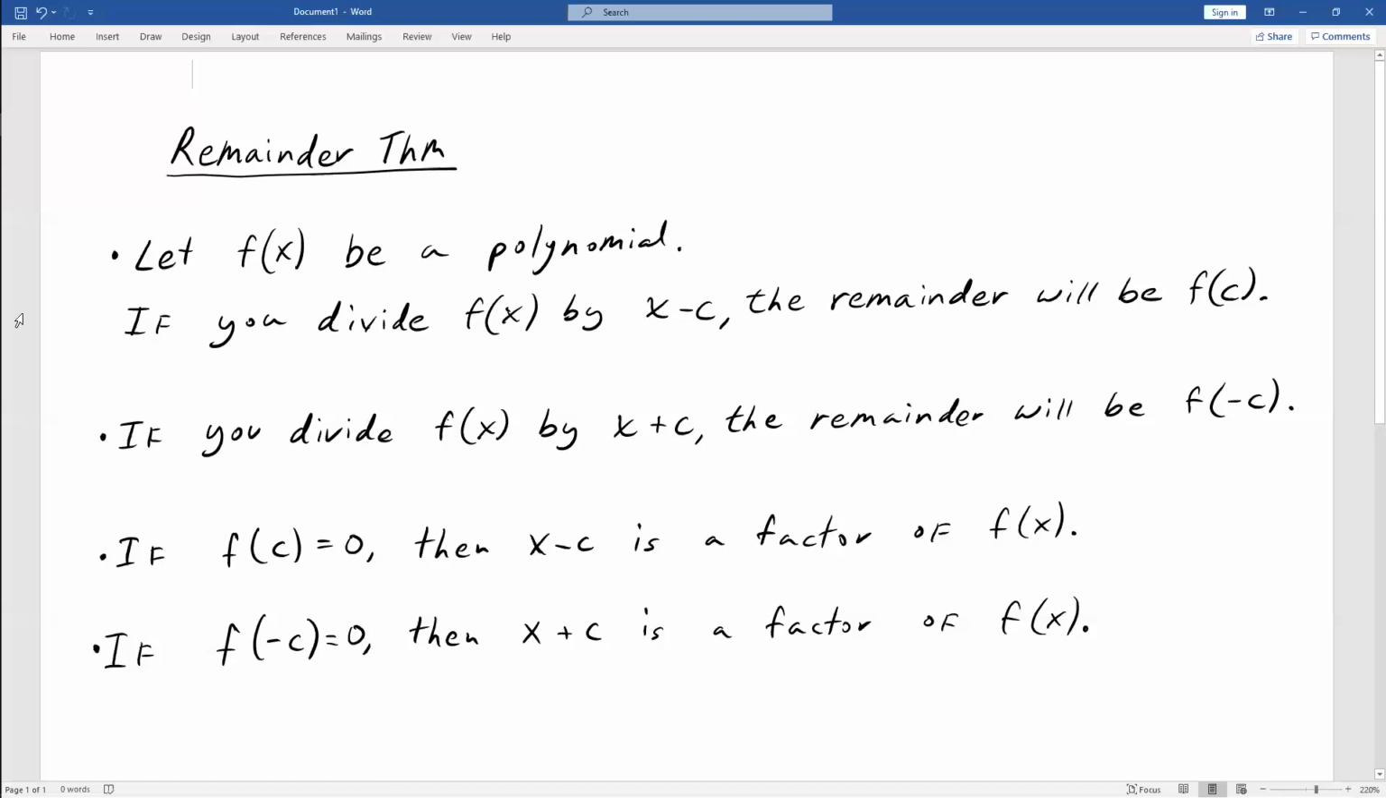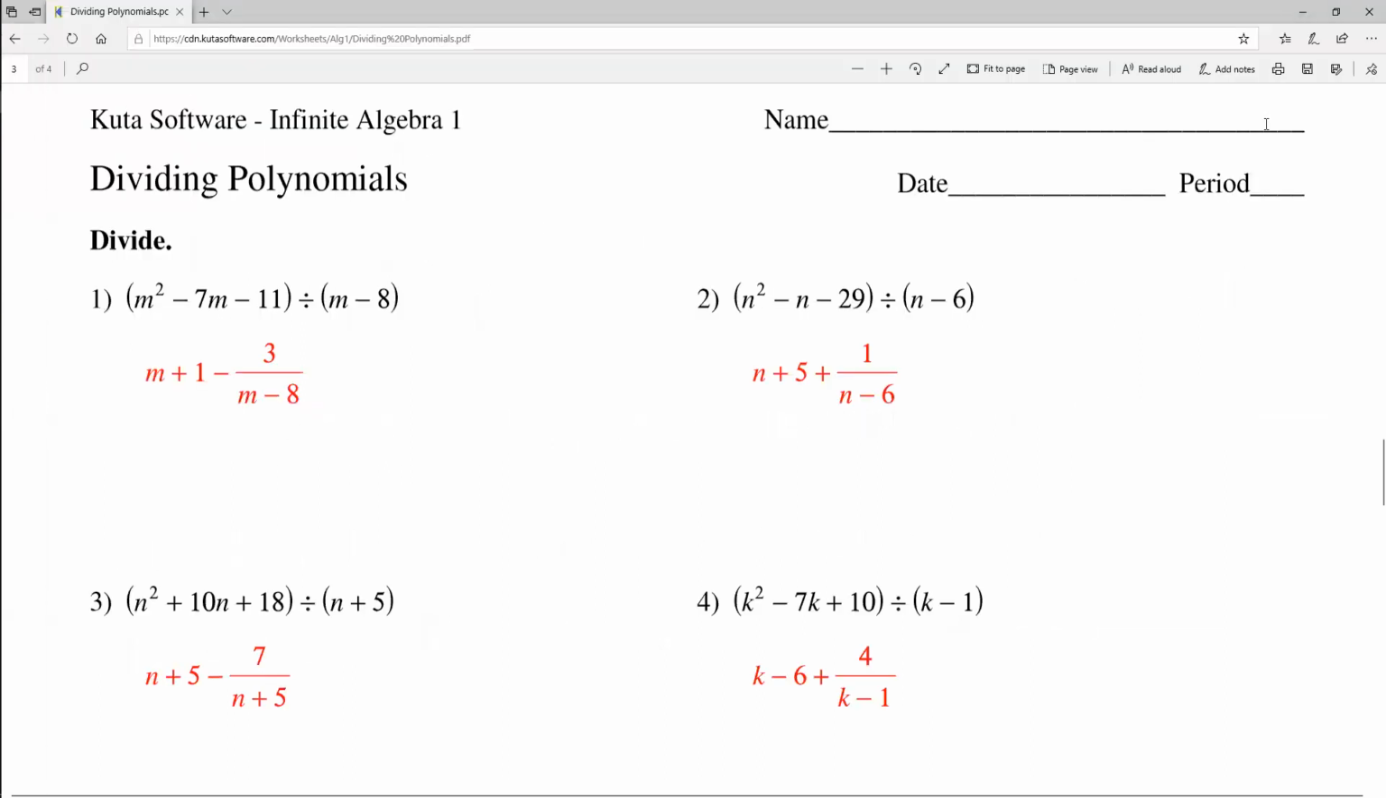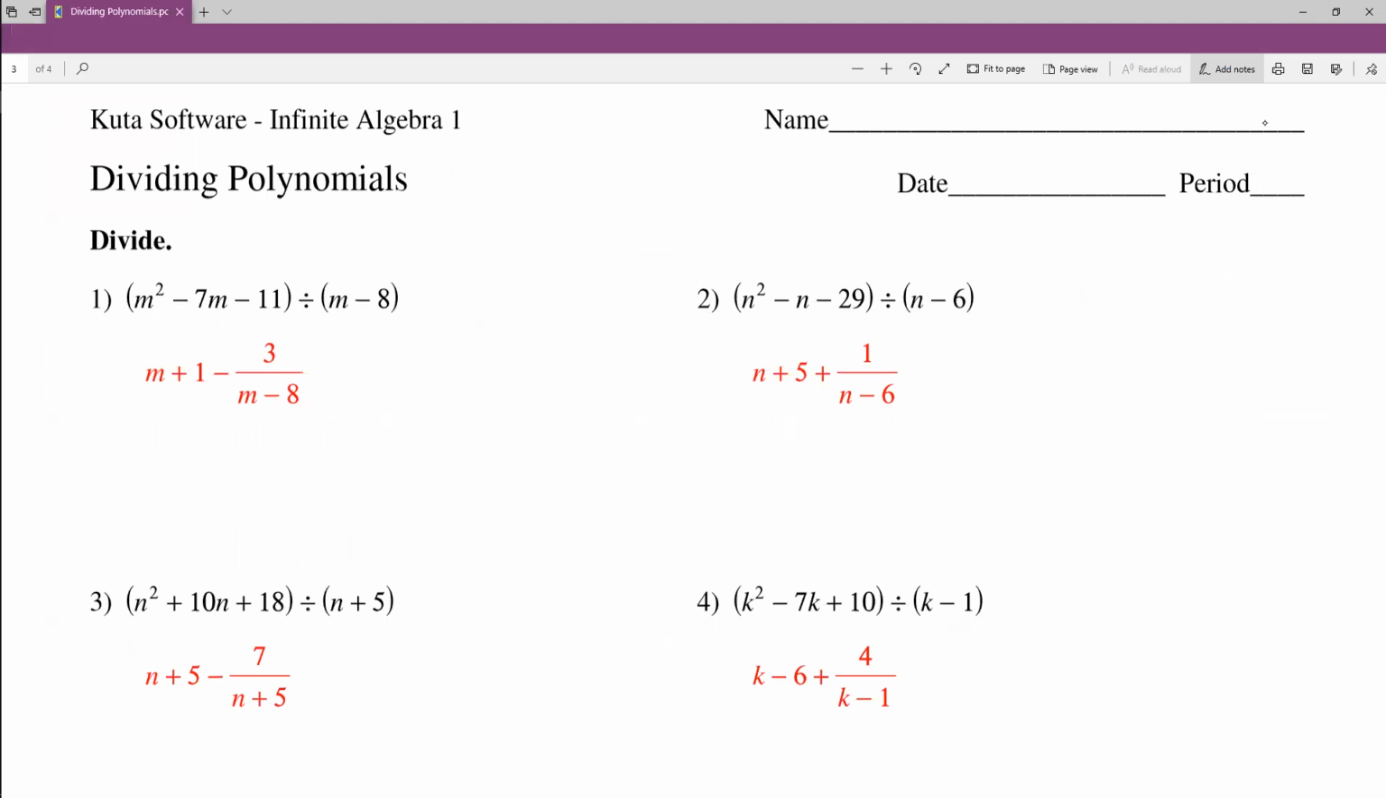So I'll do a couple of examples on the worksheet we already did. Okay, so here is the worksheet we did, and I have the answers displayed. All right, so in this first problem, problem number 1, we see that the remainder is negative 3. So I'm going to get that answer at the end.